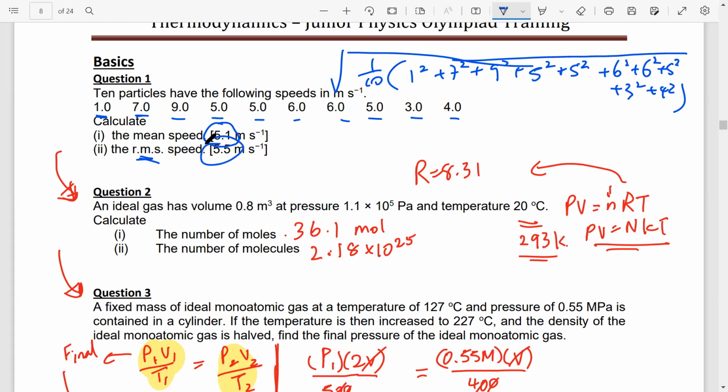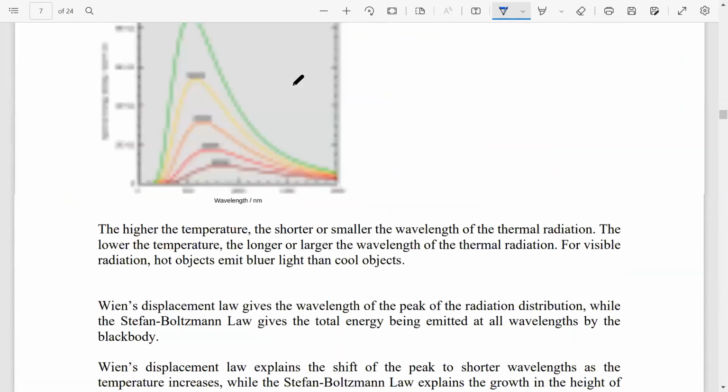You'll get 5.5. So you can see that root mean square speed and mean speed are two different values. They can be quite close, but they will still be slightly different. And the reason why you want to do root mean square is because it's a better indication of the average KE, which gives a better indication of the average of the temperature itself. Because temperature, again, is a measure of the average kinetic energy. Okay, so that is for root mean square value.